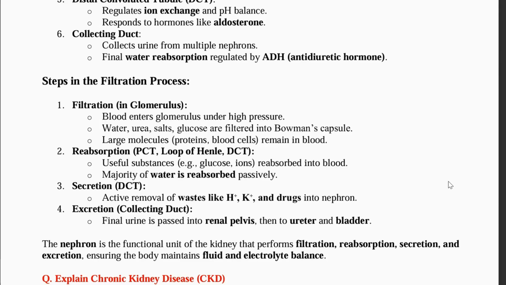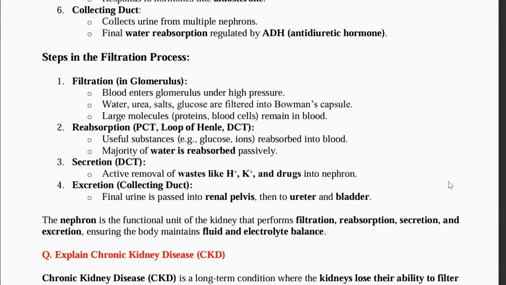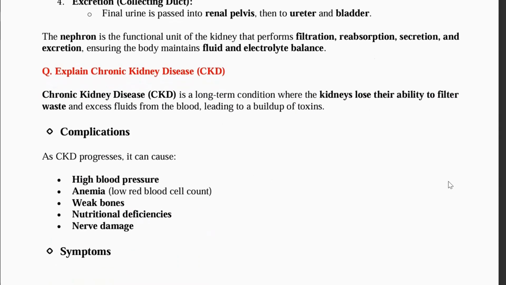Then excretion occurs, where the final urine is passed into the renal pelvis, then to the ureter and the bladder. The nephron is the functional unit of the kidney that performs filtration, reabsorption, secretion, and excretion during the flow, and it maintains the fluid and electrolyte balance. Next question: explain chronic kidney disease.